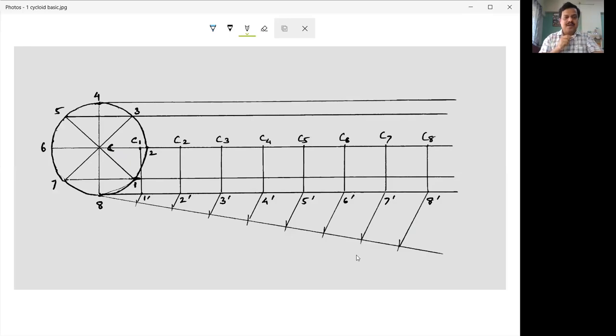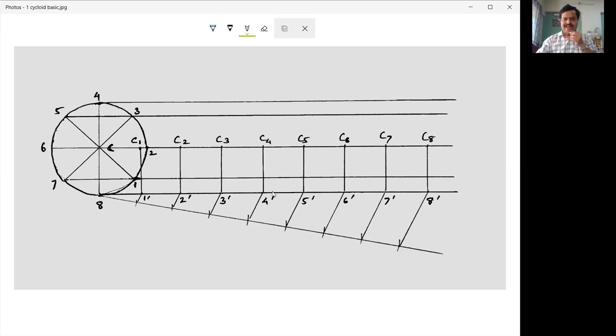Hi friends, today we are going to learn a method for constructing a cycloid. A cycloid is a curve. Let me explain what this curve is. Imagine a wheel, a circular wheel, which is rolling on the ground.